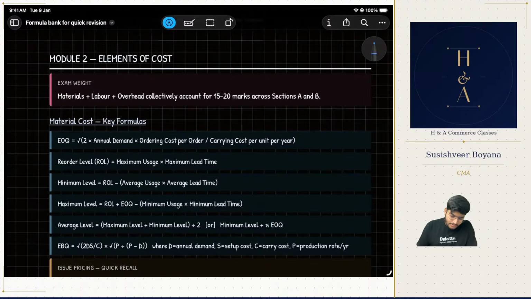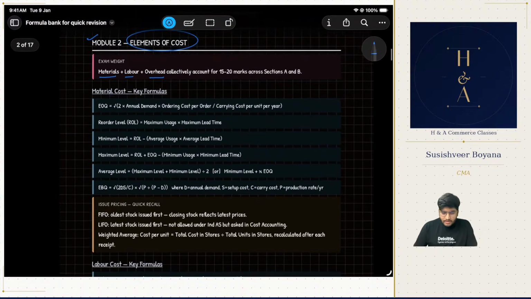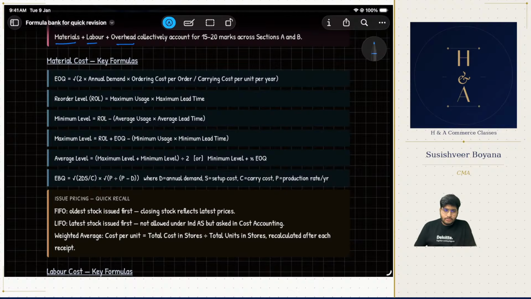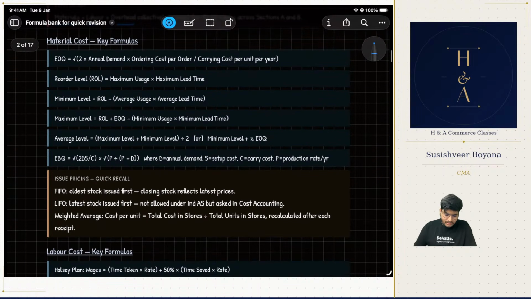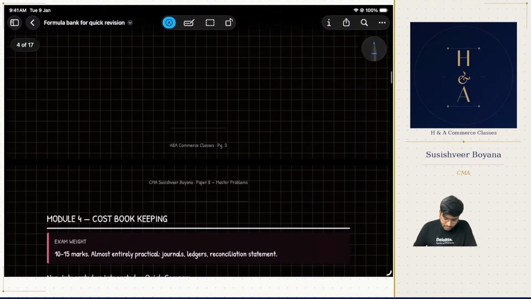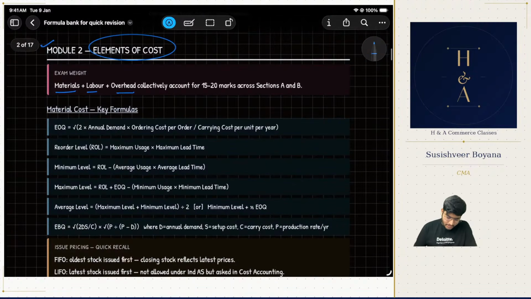Okay, let's begin. So, module 2, when we talk about elements of cost, majorly we look at materials, labor, and overheads, right? This is one major chapter which is pretty scoring. If you are thorough with your formulas, you are good to go for the sums. So that is how this entire chapter is structured. In these 17 pages, we'll be covering almost all the modules except for module 1. So let's get into it.